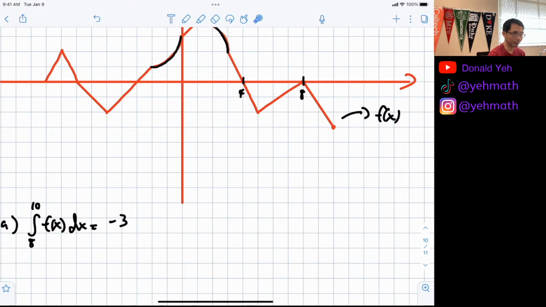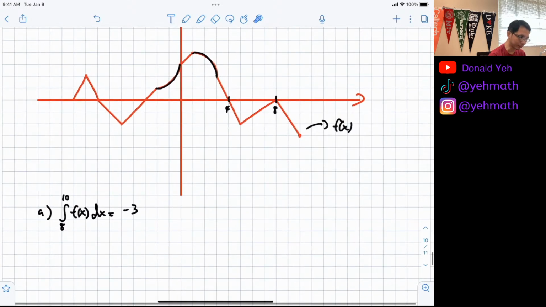Yes. It's not possible to do with arithmetic. No, because you don't have the f of x. Well, if you found this slope, you can, but it takes forever. Okay, so let's go to the integral from 8 to 4 of f of x dx here. So pay attention to the boundaries. That's the only thing I can tell you.